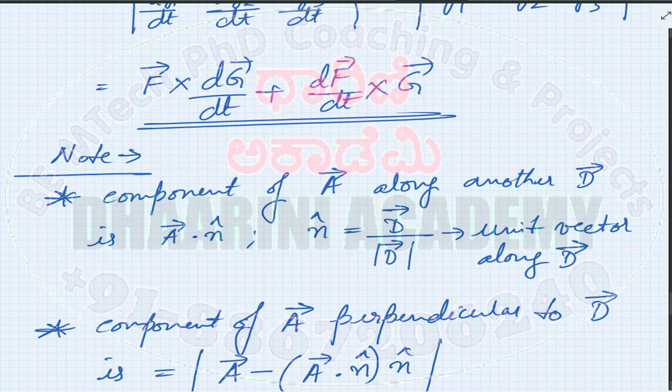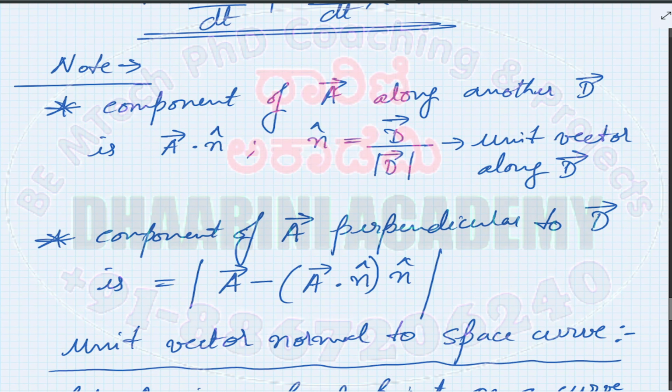So how do you find a component of one vector along another vector? You just have to take a dot product. It's a component, not a vector, so you don't take a cross product, just a dot product. So that is a vector dot n cap, the unit vector. What's a unit vector? It's a vector divided by its magnitude. Whenever we do that, we get the answer.